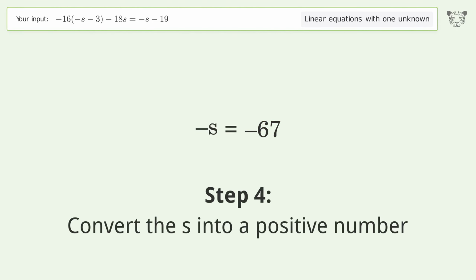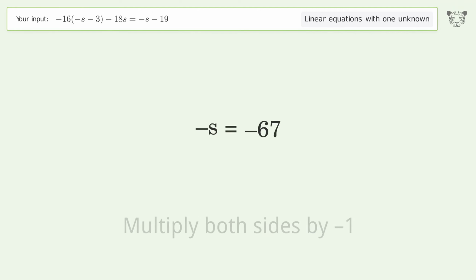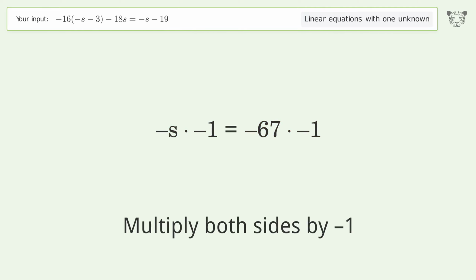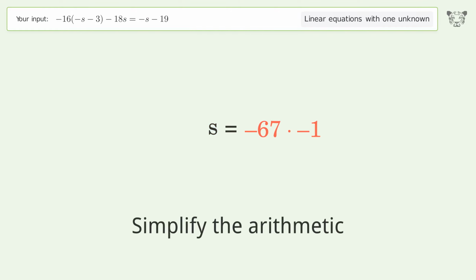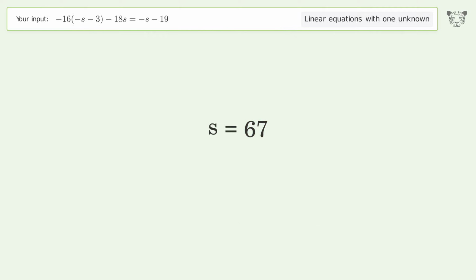Convert the s into a positive number. Multiply both sides by -1. Remove the ones. Simplify the arithmetic. And so the final result is s equals 67.